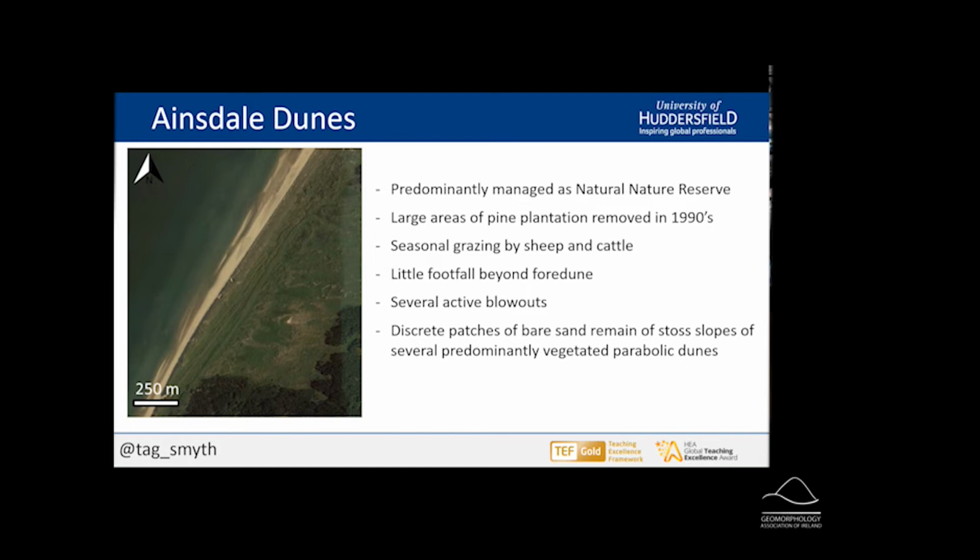It's predominantly managed as a national nature reserve by Natural England, approximately up to around there. That's what they manage. It's a relatively large site. And this site was almost entirely covered with pines up until the 1990s.